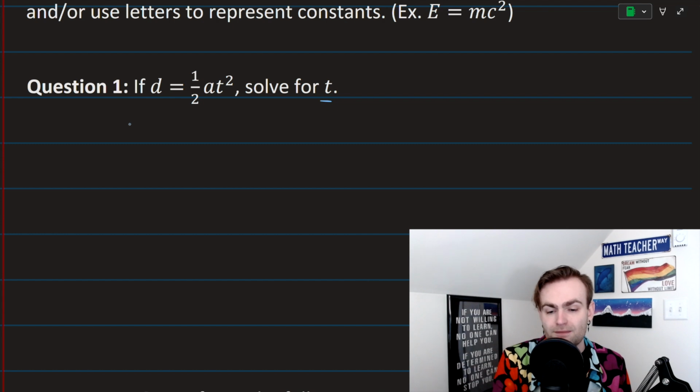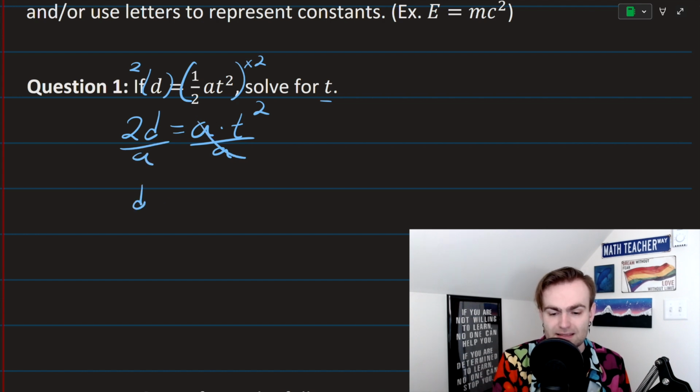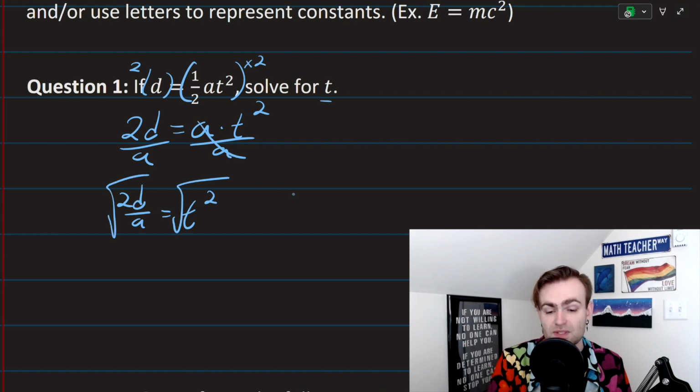So if we have this, the first thing I see is the 1/2. So I'm going to multiply both sides by 2. That'll cancel with 1/2, giving me 2d is equal to a times t squared. We can get rid of the a by dividing. So if I divide by a, I get 2d over a is equal to t squared. And how do I get the t alone? I square root. So doing that to both sides, I get t is equal to the square root of 2d over a.